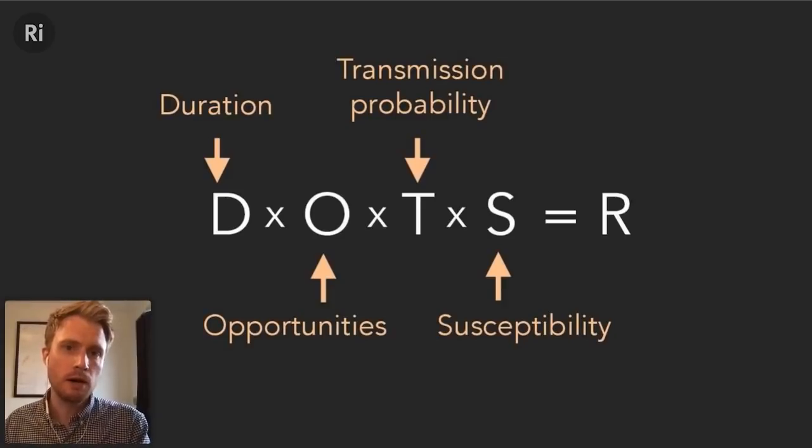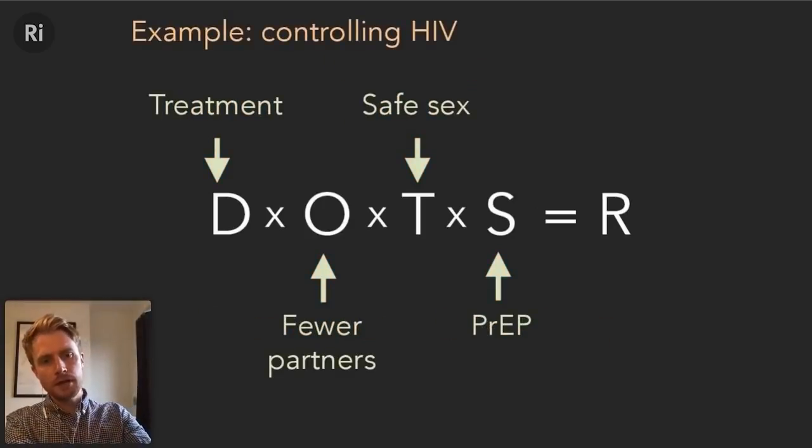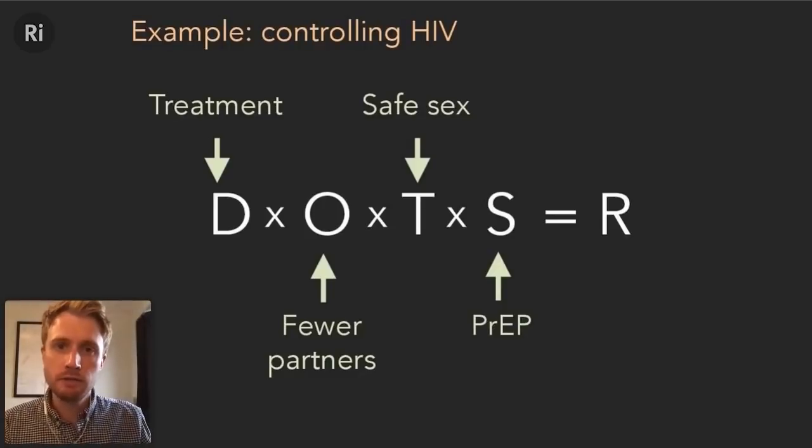And that can give us clues about how we can control different sorts of infections, because we can target these different elements of the reproduction number. So for example, take something like HIV. With HIV, we might try and reduce the duration of infection, because if people have treatment, then they're infectious for a shorter period of time. If people have fewer partners or change their sexual behavior, that might reduce the opportunities for transmission. If people practice safe sex, then those opportunities might still be there, but the transmission probability is much lower.